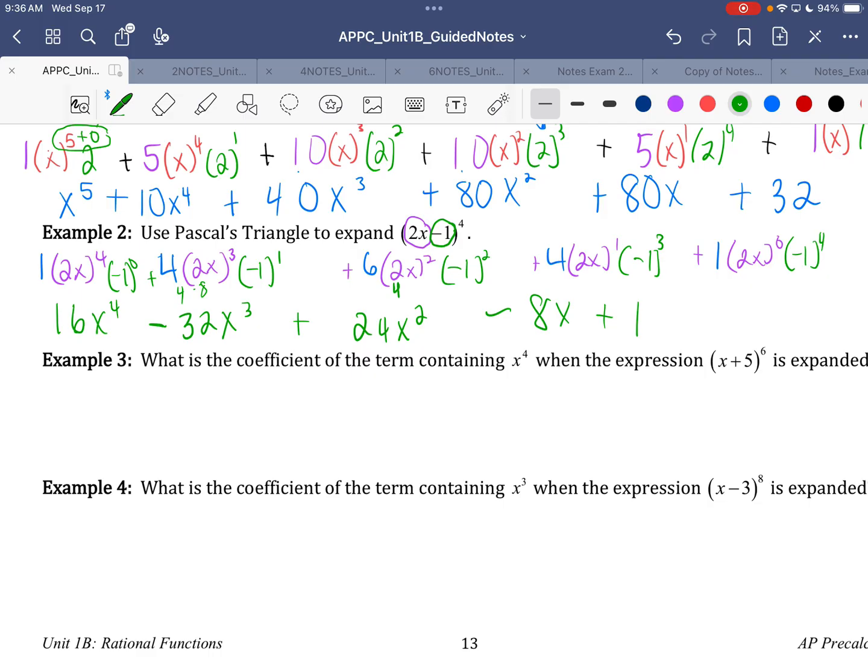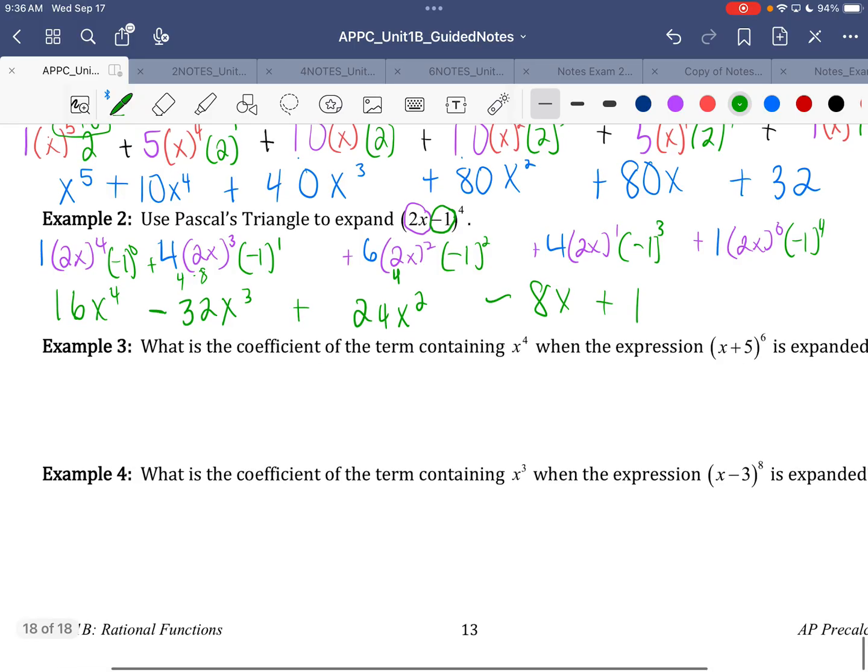My favorite types of questions to ask on a test, especially multiple choice, is to give me the coefficient of the whatever degree term. Either I'll say the x to the fourth term, or the third term when we expand it. So examples 3 and 4 are definitely test style questions, when we don't want to have to expand this whole entire thing out. I don't want to waste my time. But you could start out with at least the shell of it.